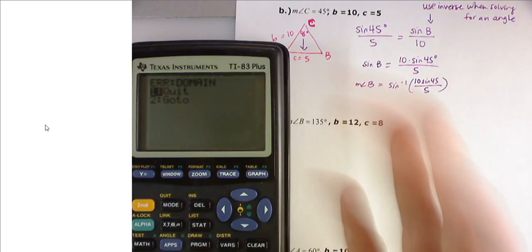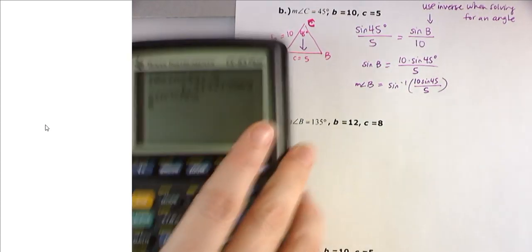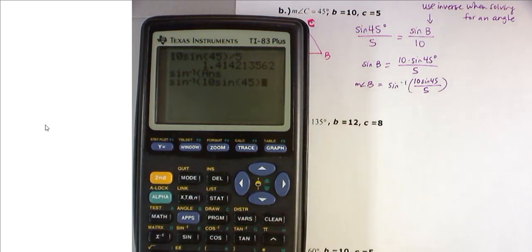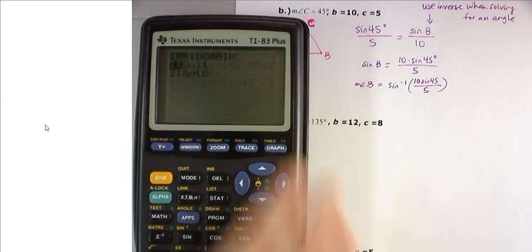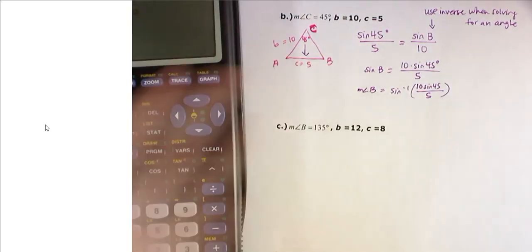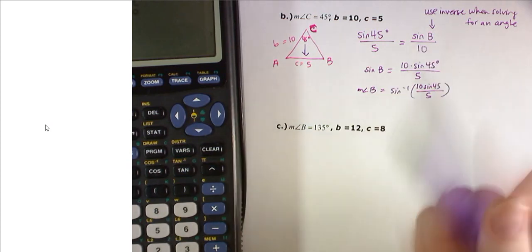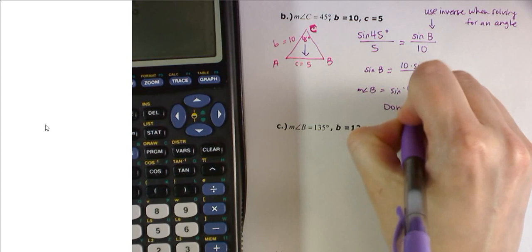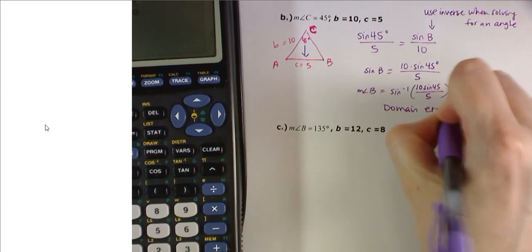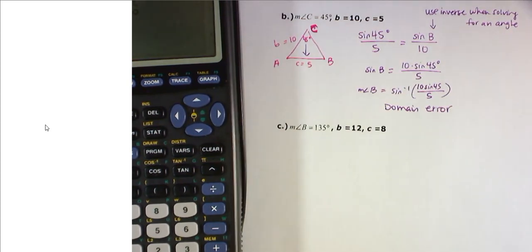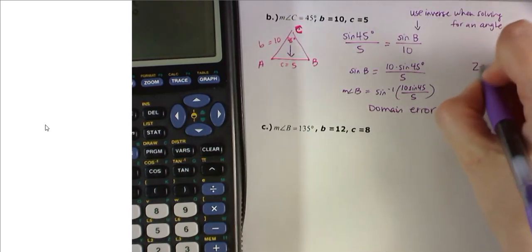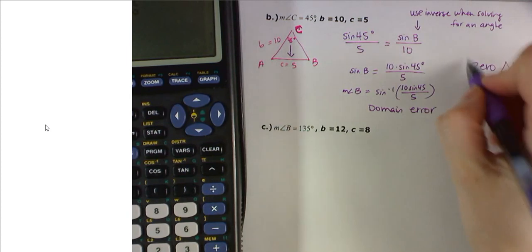So I'm going to do this again. The sine inverse of 10 times the sine of 45 divided by 5. Okay, again, I get an error here, so I know it's not the way I'm putting it into the calculator. When you get the domain error, what that means is it's not possible to calculate this. So we have 0 triangles in this case. So 0 triangles. Okay, no triangles can be formed. That's why we kept getting an error.